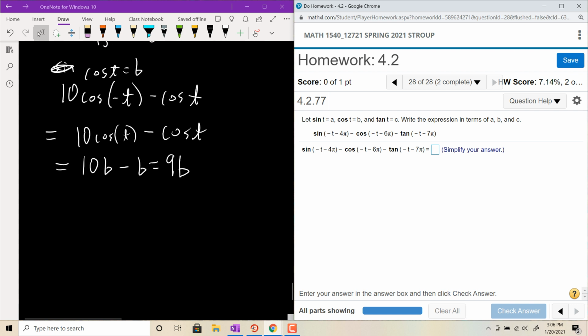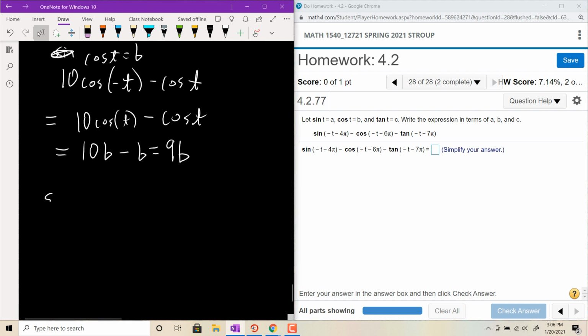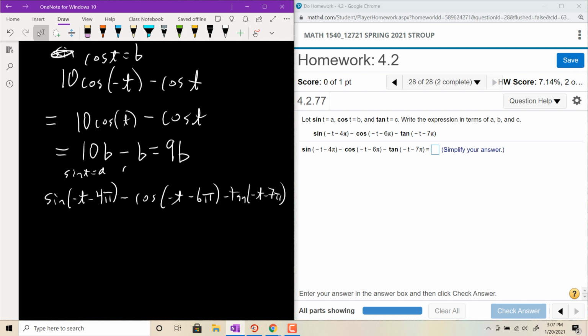Okay. And then this is a harder one. Sine of negative t minus 4 pi, minus cosine of negative t minus 6 pi, minus tan of negative t minus 7 pi. And of course, sine of t is going to be a, cosine of t is b, and tan is c. So this is using the periodic properties of sine, cosine, and tan.